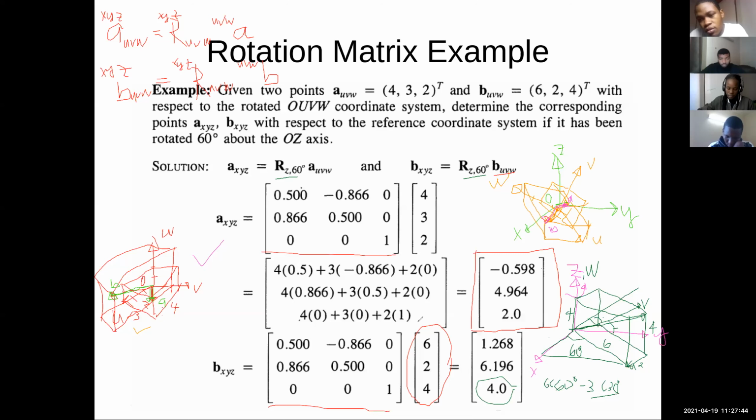No. We are looking at B, not this one. Should be this one. Okay, the same computation. It is 2, not 3. So that is 2. Can you check if this is correct? 6 times cosine 60 minus 2 times cosine of 30. Can somebody check it?